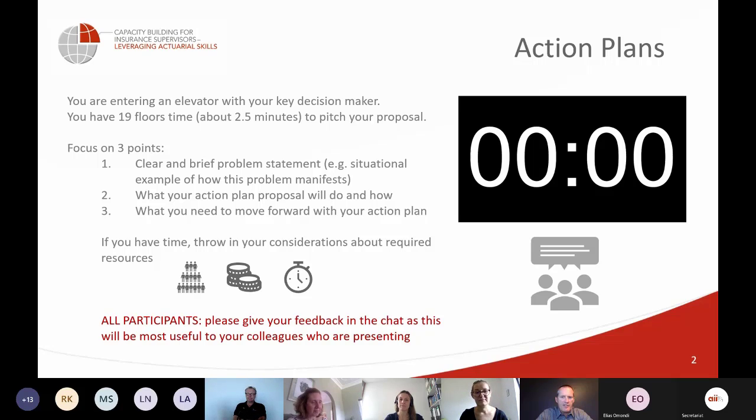Throw in any additional details you can give us on your action plan in the 2.5 minutes, and then we will take time to give you feedback and ask you questions, and we want the chat active as well between the trainers and participants. We have a stopwatch on the slide. We may even be using that to help you keep track of your time.